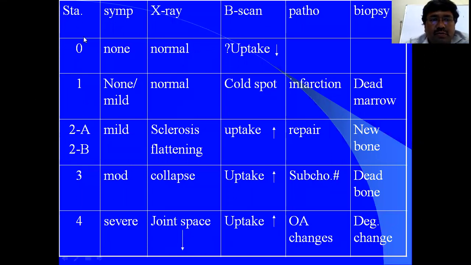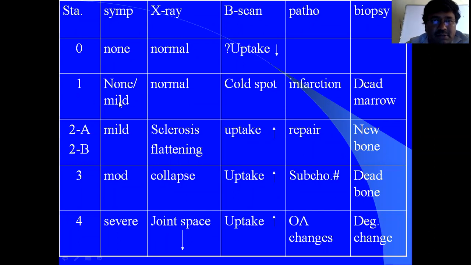So there are 4 stages. In stage 0, usually there are no symptoms and X-ray findings are also normal. Bone scan is controversial. There is no uptake. So this is stage 0. Compared to it is normal. So next is stage 1.